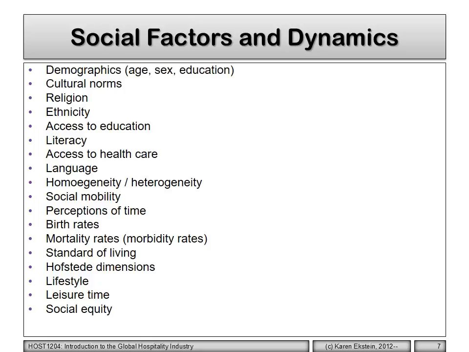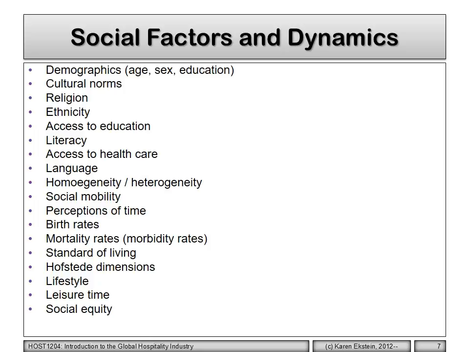You can also think of it from a sort of access to education perspective. Do people have the ability to improve their social circumstances? Literacy, access to health care. We might talk about the languages that are spoken, the degree of interactivity. We might talk about the homogeneity or heterogeneity of a region.